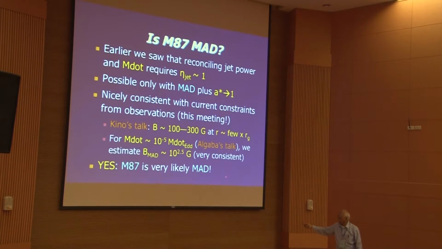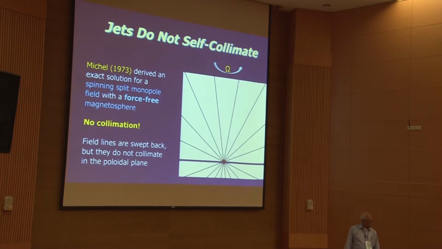So here is my answer. Maybe this is going to be the conclusion from this meeting. Maybe we should all write one paper. M87 is MAD. It's a combined group paper. But I think it's looking pretty promising. And of course, EHT will tell us that this is true. Now, let me continue with a few other topics.